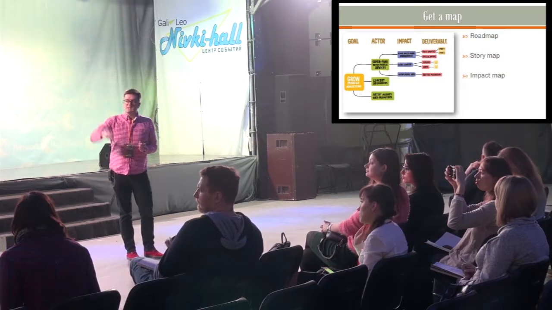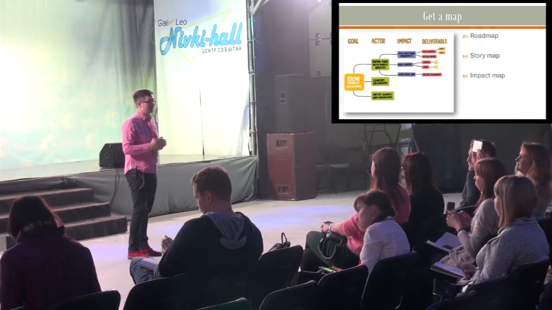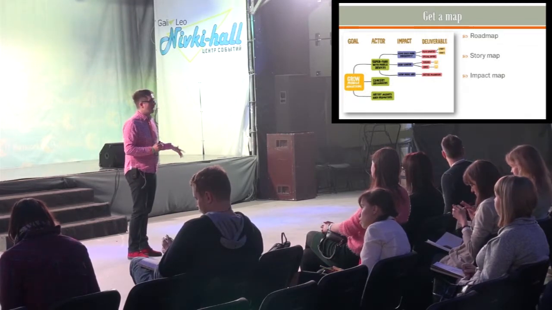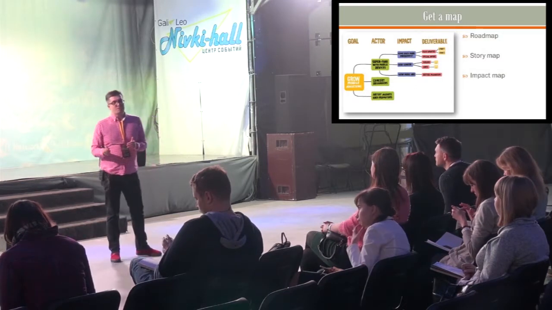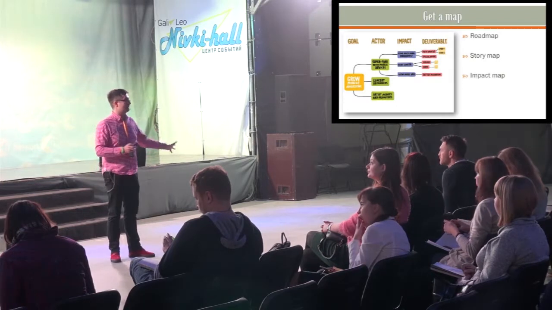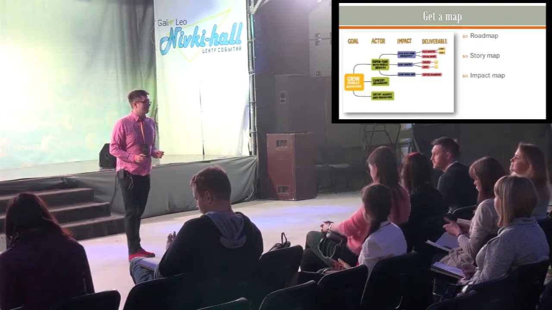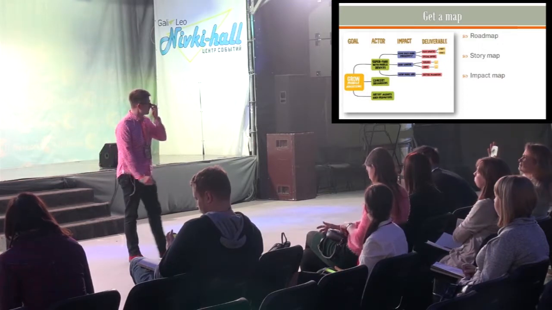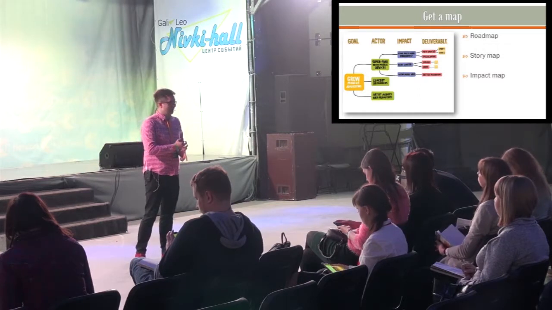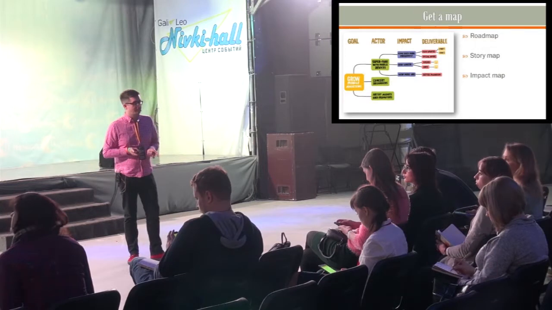So, as you can see, all of those maps may be used at different stages of a project. Impact map at the very beginning, then roadmap, then user story map. Or you can use them individually. Each of those maps may act as a separate solution for your project, just to verify some of the assumptions that you have at the very beginning. Okay, so we have our vision, we have our map, then we need a board.